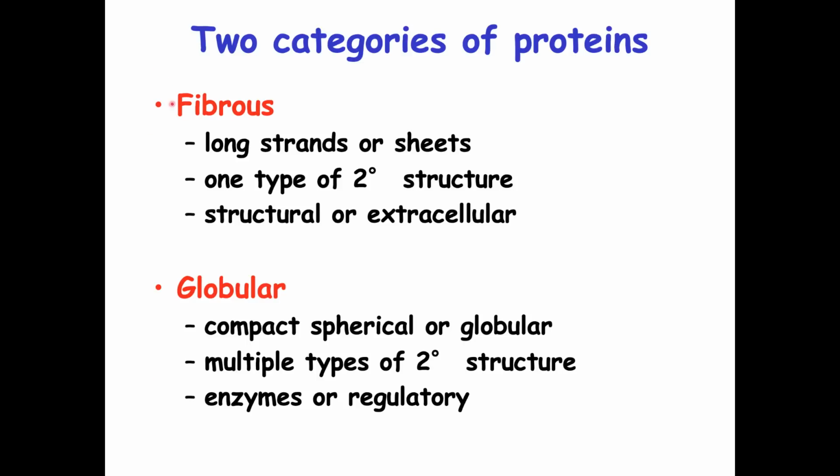So we've talked a little bit about fibrous proteins, and just a reminder, they're long strands or sheets. They are typically composed of one type of secondary structure, and they're typically structural or extracellular proteins. So the next class of proteins we're going to look at are globular proteins. These are compact, spherical or globular proteins. There are typically multiple types of secondary structure, so you'll see alpha helices and beta sheets in a single polypeptide, and enzymes are typically globular, and also regulatory proteins.